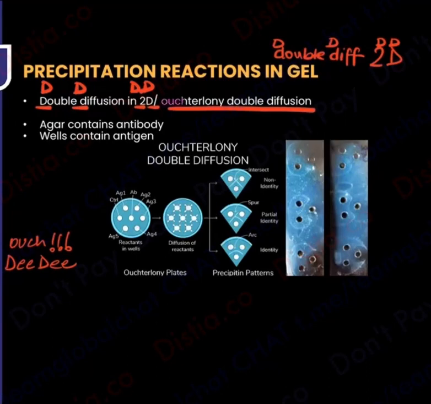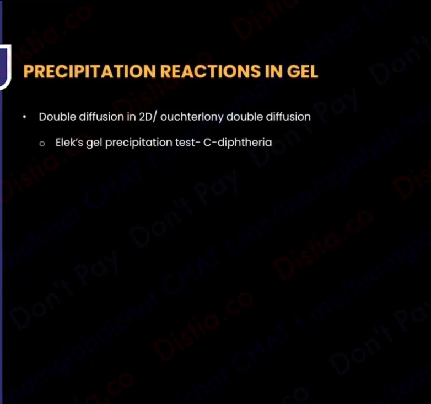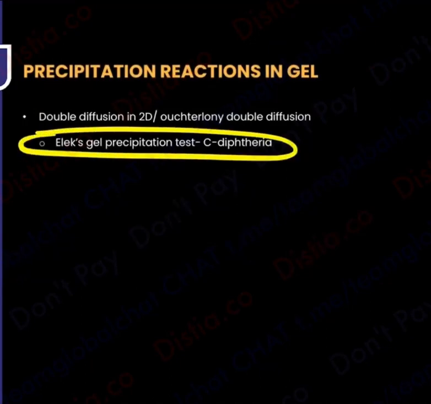And why did I say DD? Because DD is telling you double diffusion 2 dimension, DD. And I've told you that when DD has come, it is ouch, that is the Ouchterlony test. But why did I write EEDD? Because an example of the Ouchterlony test is the LX gel precipitation test that you do for Corynebacterium diphtheriae.